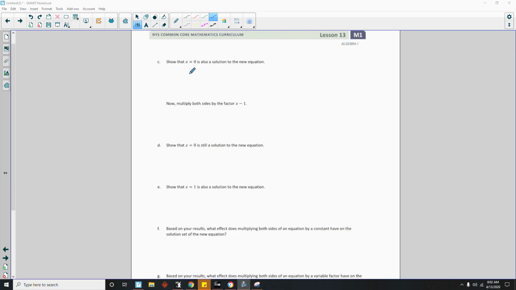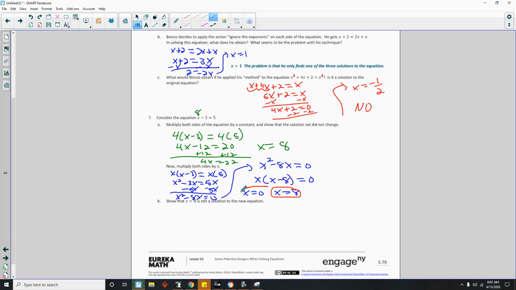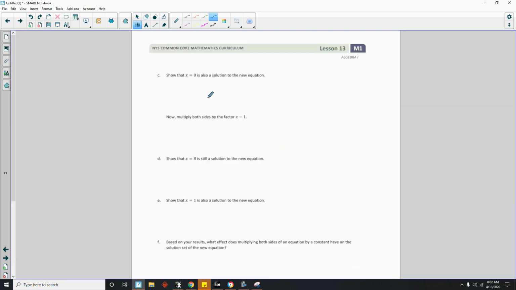Okay, page 5 brings us to part C, and it says show that x equals 0 is also a solution to the new equation. Well, I've already done that. Okay, so it is right here, x equals 0. So I did all of that in 7a. So 7a answered both 7b and c.